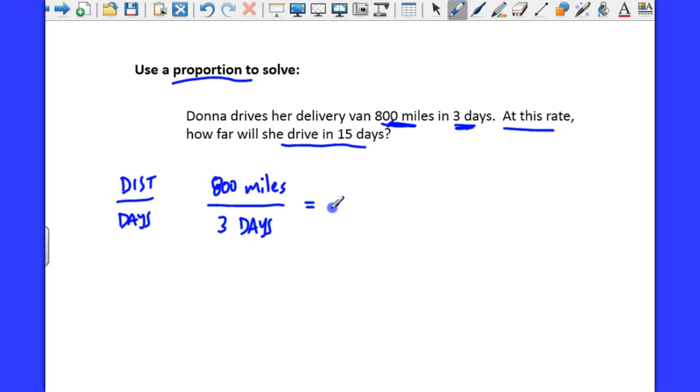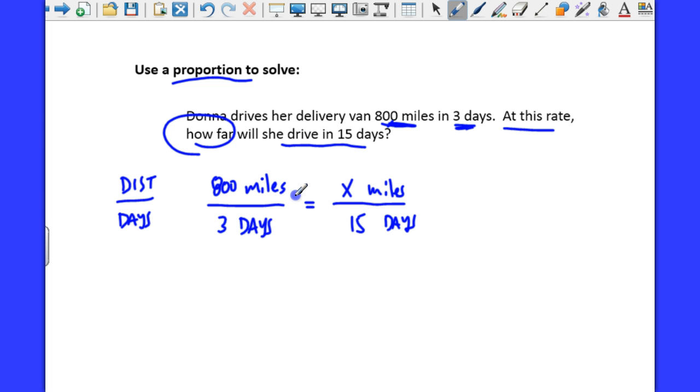So we want to set that equal to, because this is a rate, and we want to know 15 days. Now, we got miles, or distance over days, so we're going to put the days on the bottom. It has to line up here, 15 days. And there you have it. The top is X miles. And if we look back, the question said at this rate, how far? How far would she drive? So that's what we know.